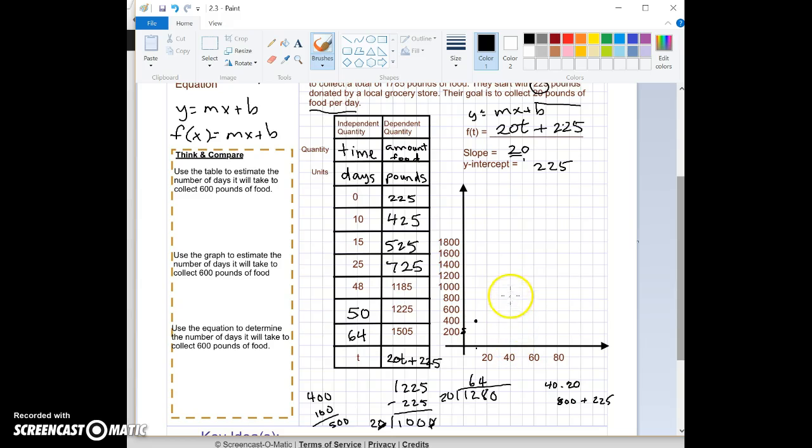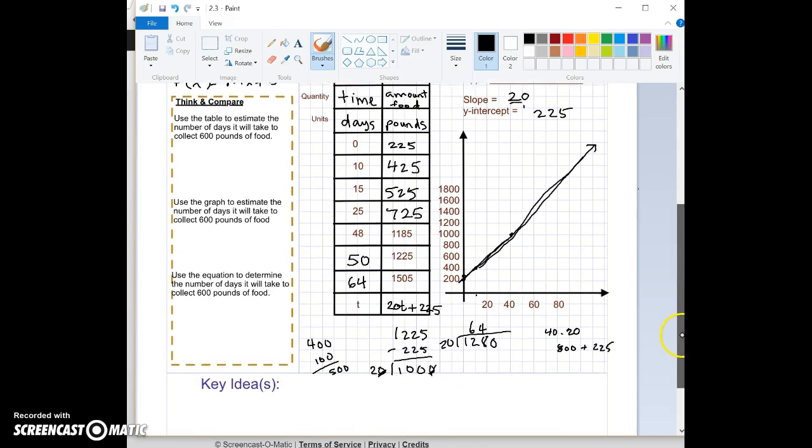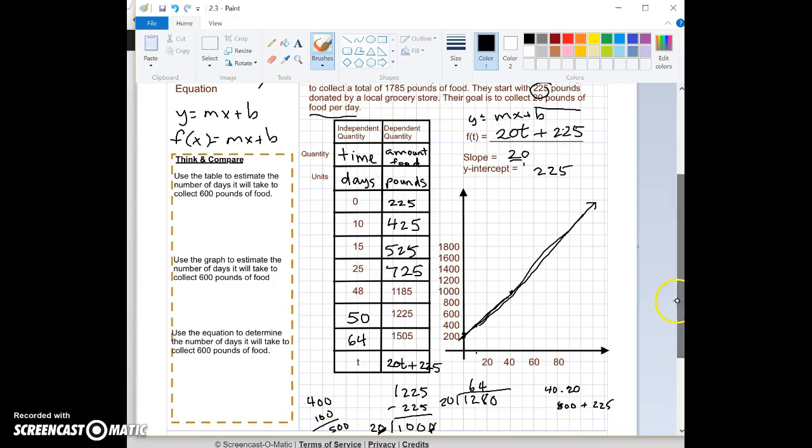So here's 40, and there's 1,225. And now I have pretty much something that I can connect. I know that's very sloppy, but you get the idea. All right? So there's our graph. Let's keep going. Actually, we've done everything that we need to do.